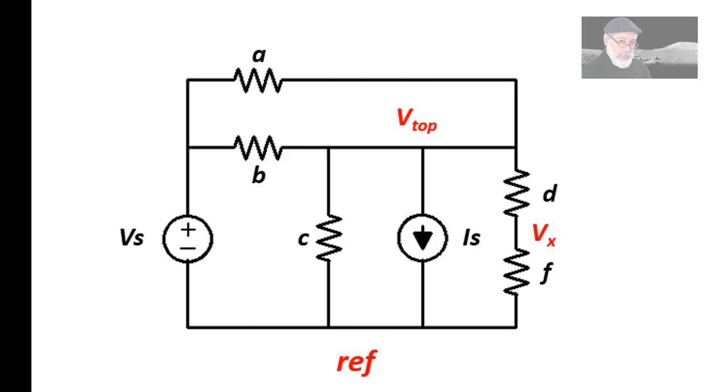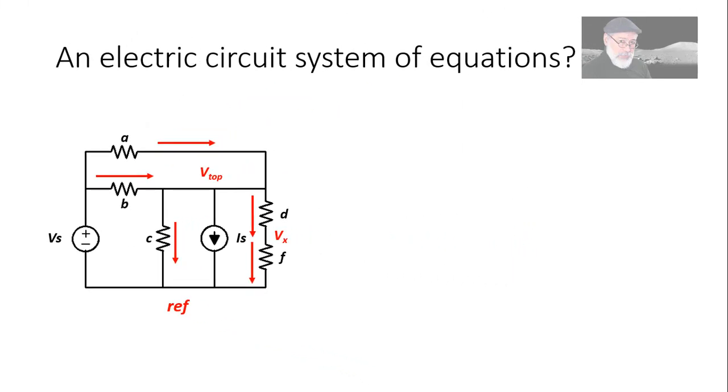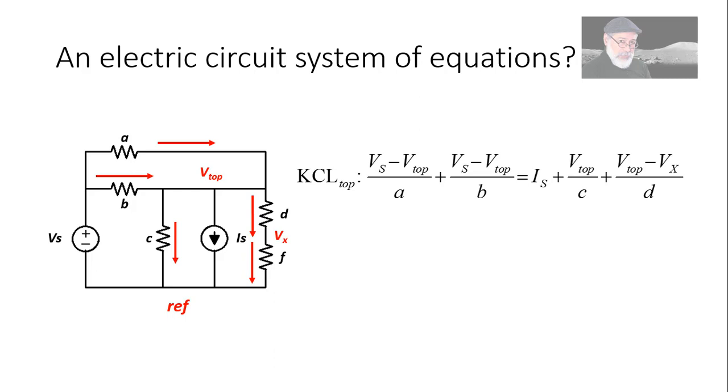I will assume that the current on the top flows from left to right, and on B2, and on C it flows from top to bottom, and on D and on F. It doesn't matter in the end if I get negative values. I know that the current is actually flowing the other way. I write KCL for the top node, and I write KCL for the X node, and now I proceed. The unknowns are V top and Vx.